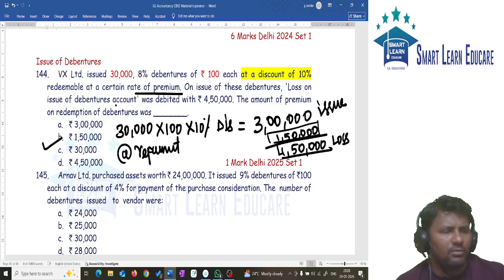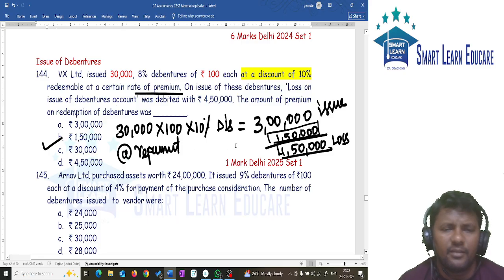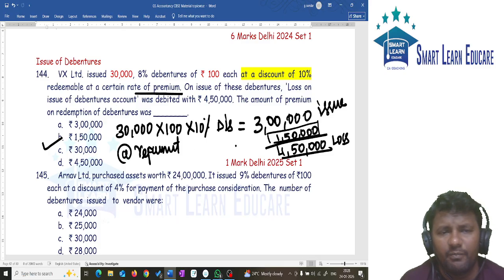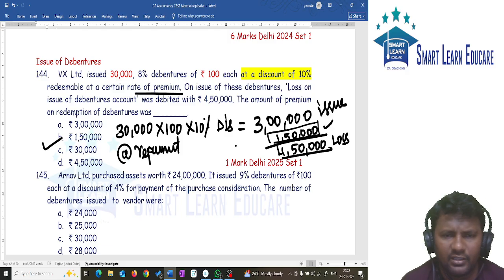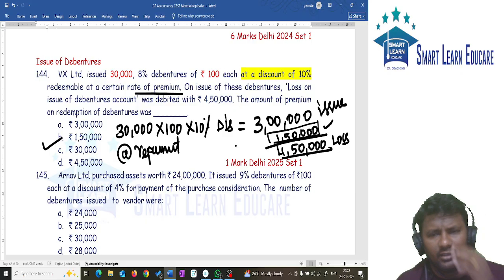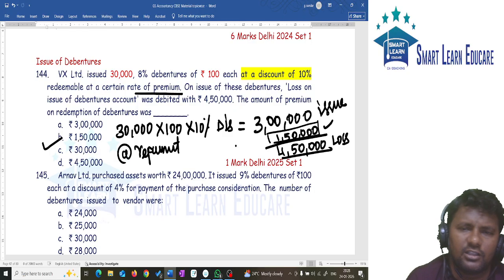Also, they may ask one more thing in this type of question, what is the rate of premium. Here it is repaid at 1,50,000 extra. This 1,50,000 you can express in terms of percentage.